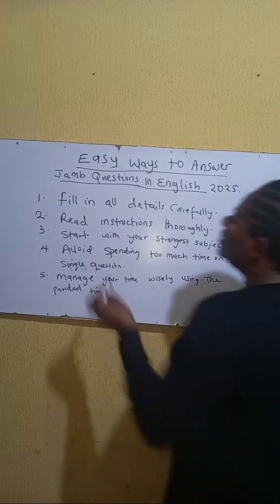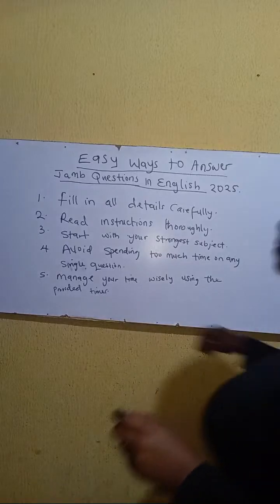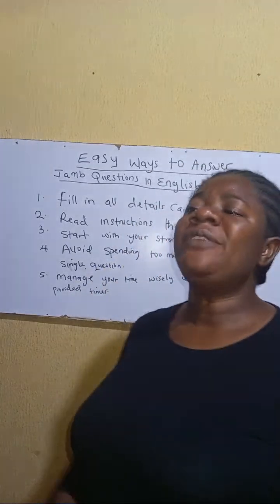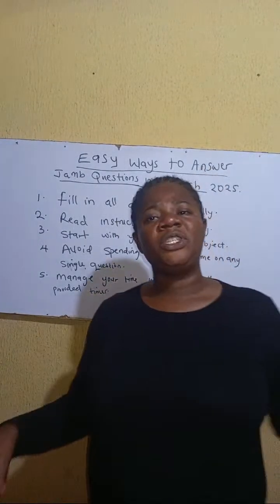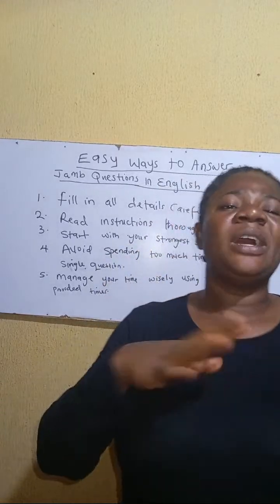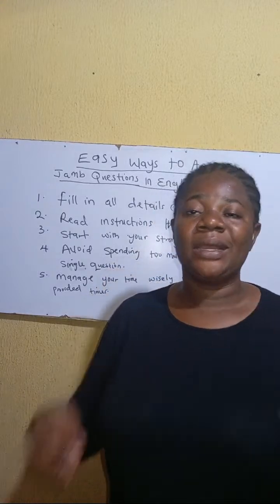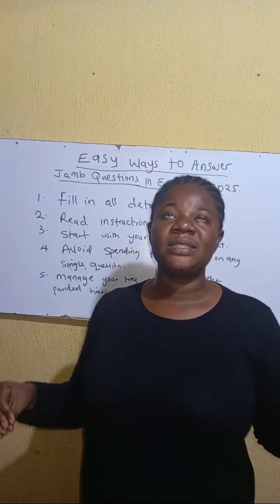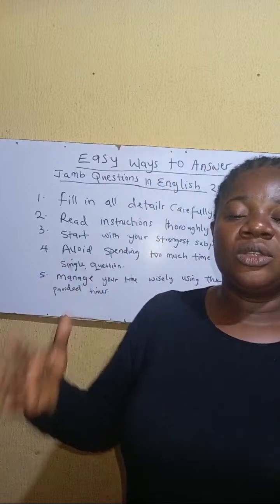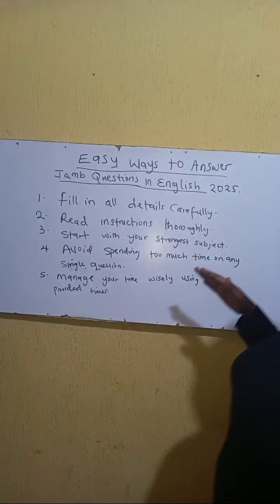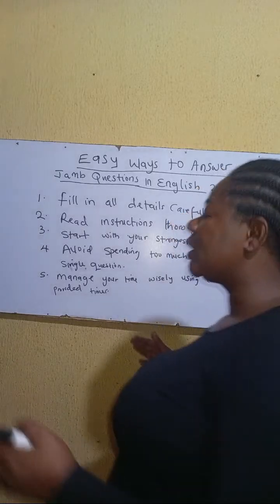The third one is start with your strongest subject. Start with the strongest questions. If it's not JAMB, you can start with your essays. Objectives can be answered after you finish your essays, because mostly essays carry more marks, and essays have to do with your mind. So you start with your strongest subject.